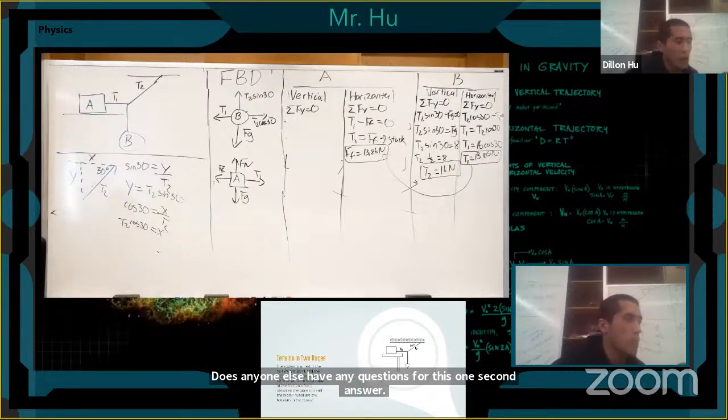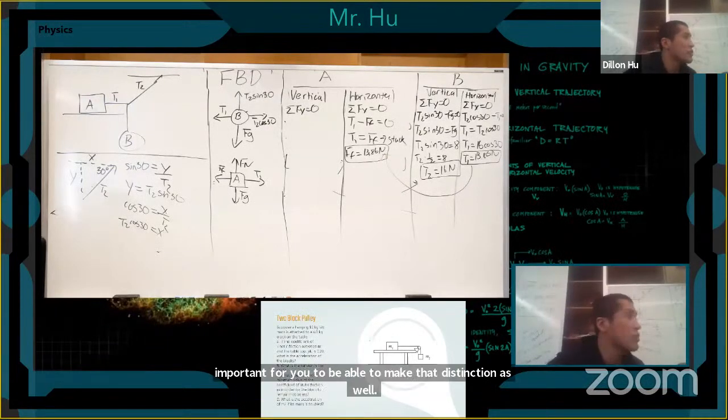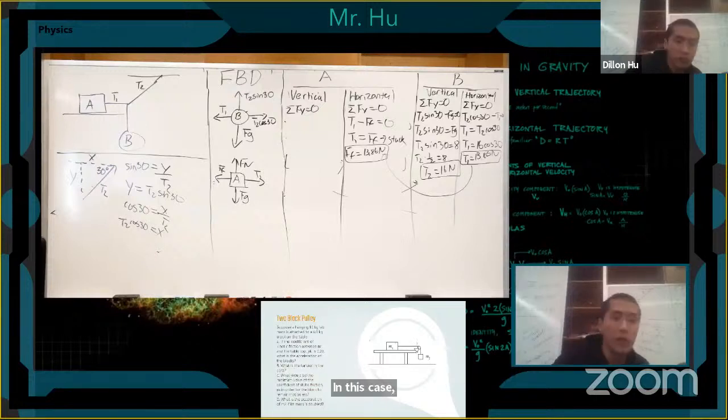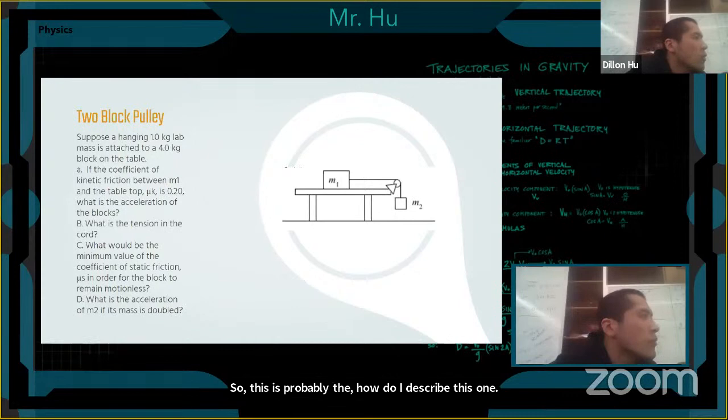Also, usually I will give you the mass, but sometimes you might be given the weight of the object instead. And so it will be important for you to be able to make that distinction as well. In this problem, we are indeed given the masses of the next problem. Okay. So I would say this is of comparable difficulty to the ones we just did.